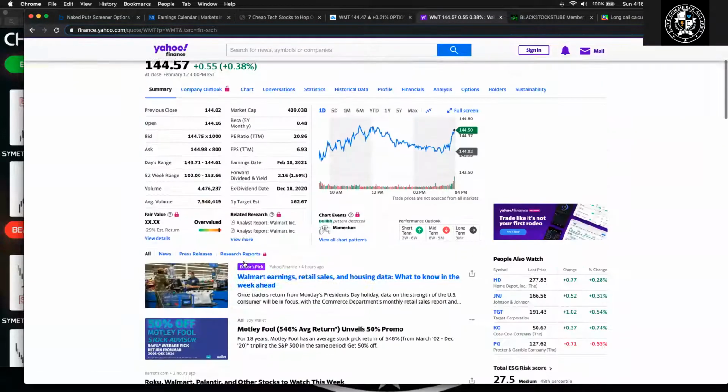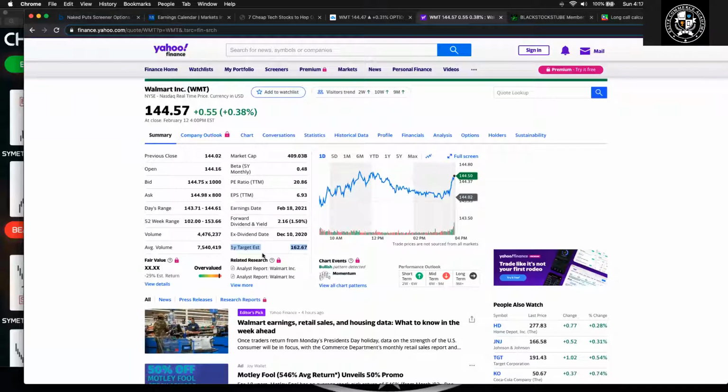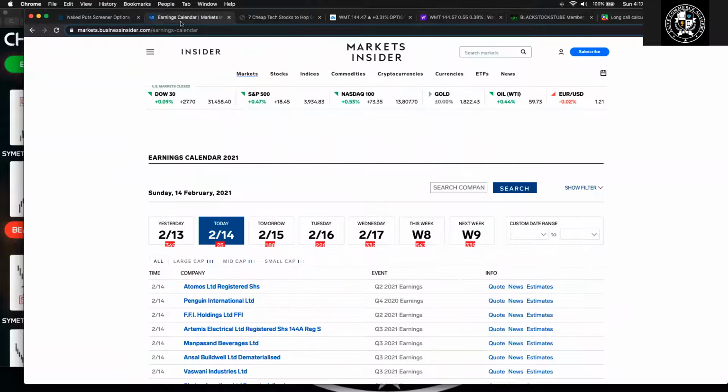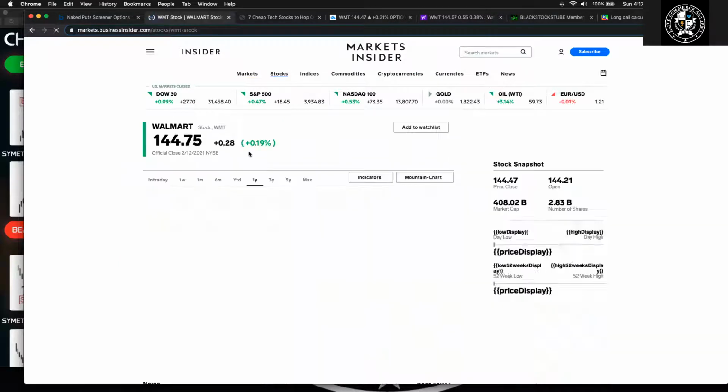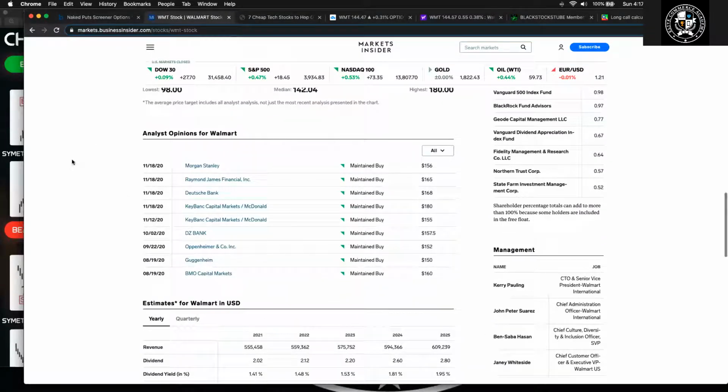You know what I mean? The analysts are going to tell you what they think. So the first year price target right here on Yahoo tells you $162.67 for the year. All right. If I go to Markets Insider and look up Walmart, it's going to tell me what some other analysts are saying as far as what they think.